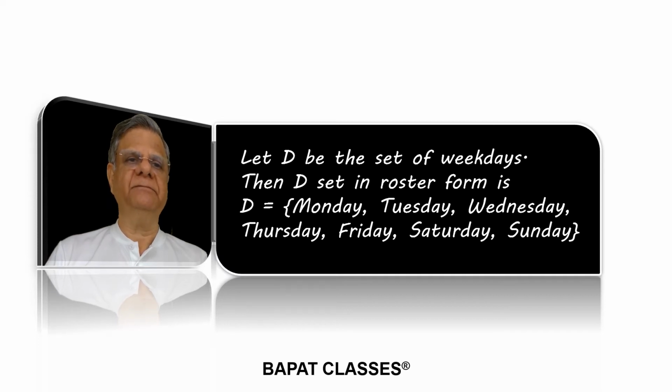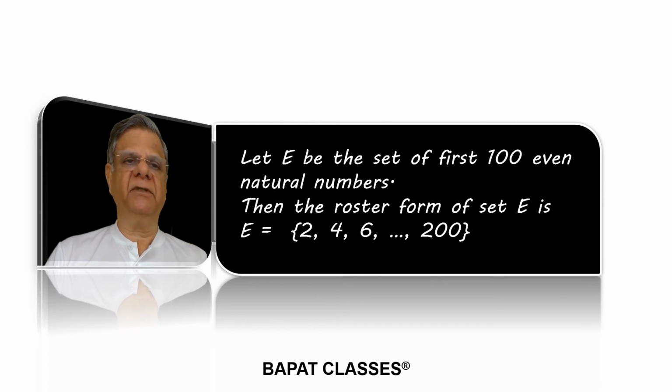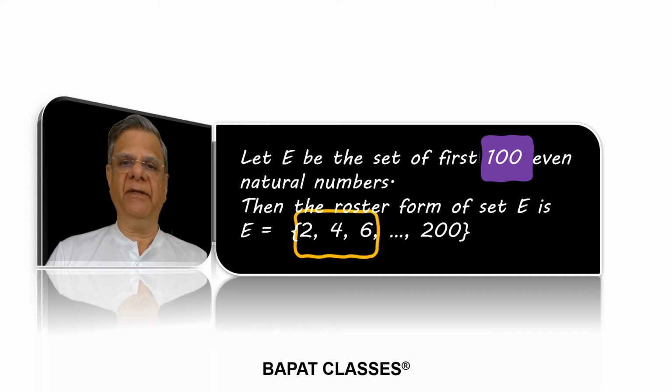Consider one more example. Let E be the set of first 100 even natural numbers. Then the roster form of set E is {2, 4, 6, ..., 200}. Here in set E there are 100 elements, but there is no need to make a list of all elements in the set. Write the first 3 elements indicating the rule defining the remaining elements, put 3 dots and then the last element.